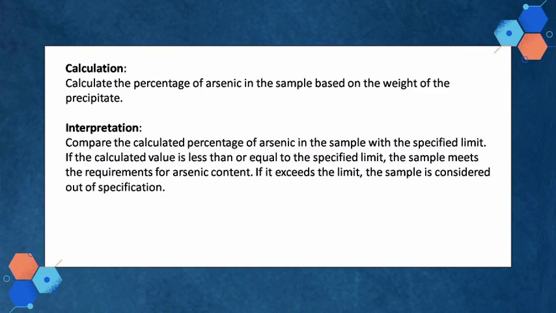Last is interpretation. Compare the calculated percentage of arsenic in the sample with the specified limit. If the calculated value is less than or equal to the specified limit, the sample meets the requirements for arsenic content. If it exceeds the limit, the sample is considered out of specification.